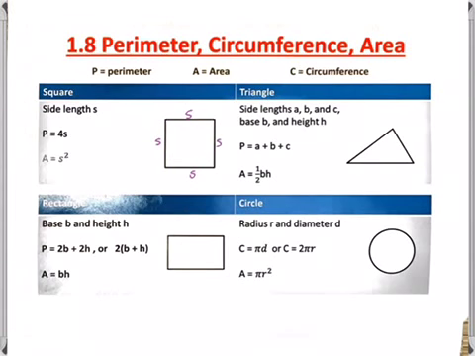To find the area of a square, you're going to take base times height or length times width. But since the sides are the same, we say the area of a square is found by taking side squared.